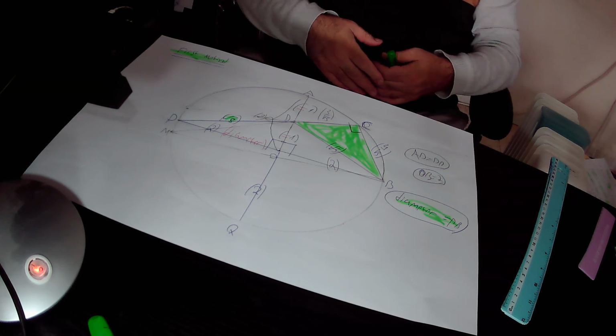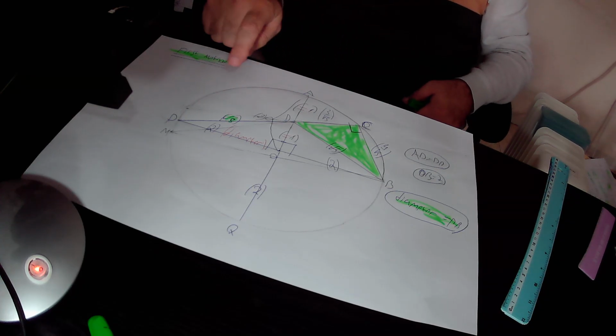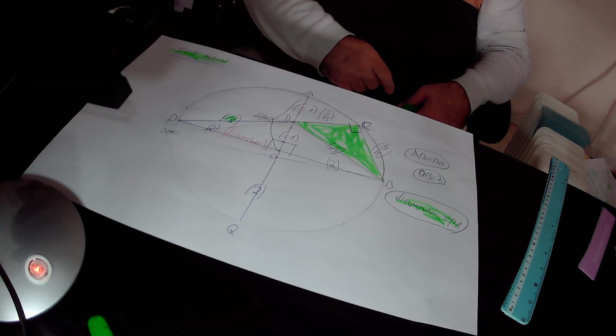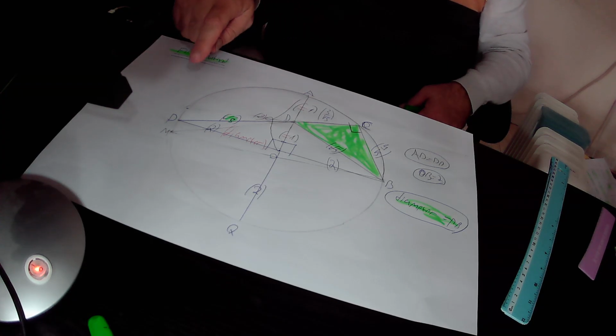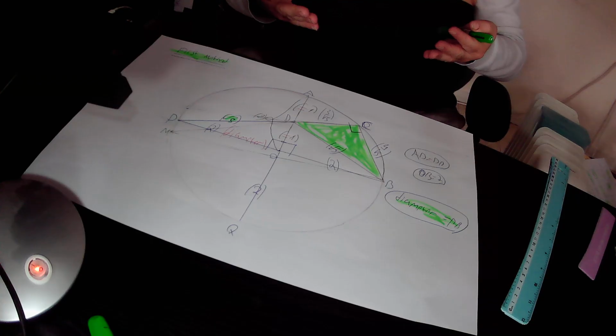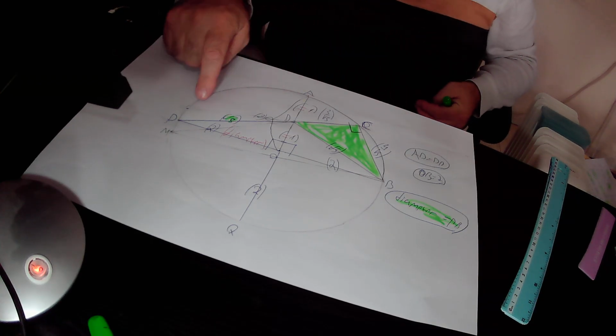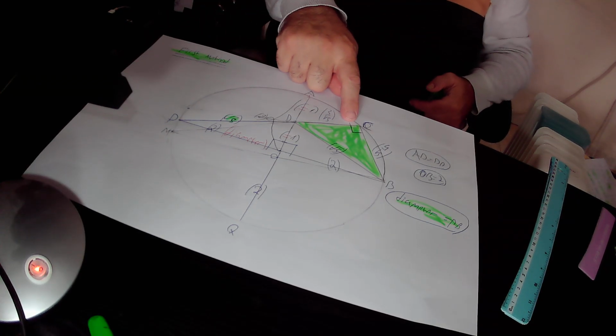But the question is where the extended side CD will touch the circle. We assume that the extended side CD will touch the circle at this point N. So according to our assumption, we have a triangle BCN. This is equal to 90 degrees inside according to what is given in the question.